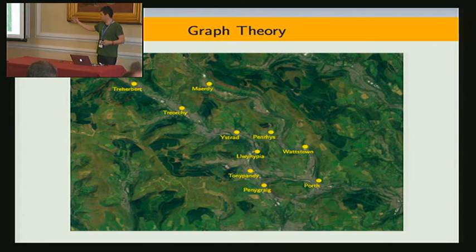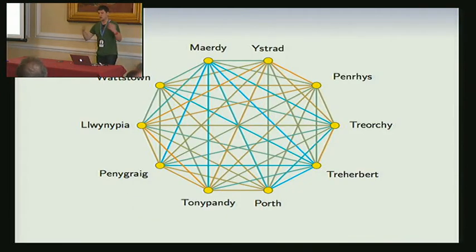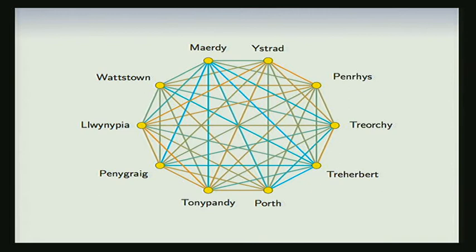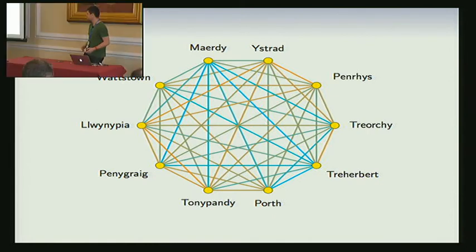To help me along, I've used Google Maps' API to grab all the distances between the towns and create a distance matrix. And from here, 10 towns and a distance matrix, I can construct a graph or a network. This is a representation of that network where I've coloured the edges by the distance. So the more blue the edge, the longer the distance, and the more orange the edge, the shorter the distance.